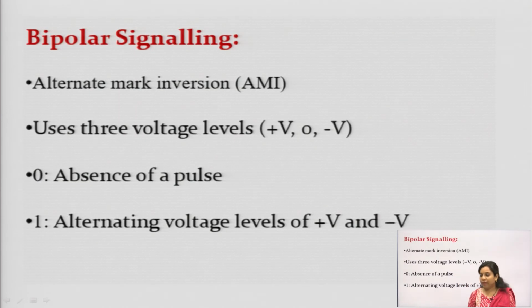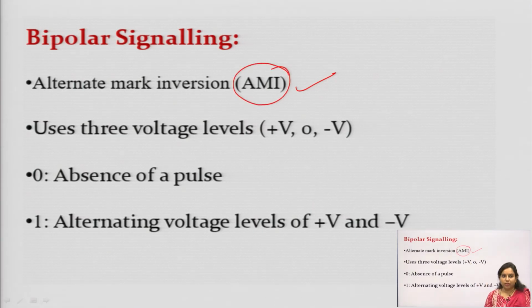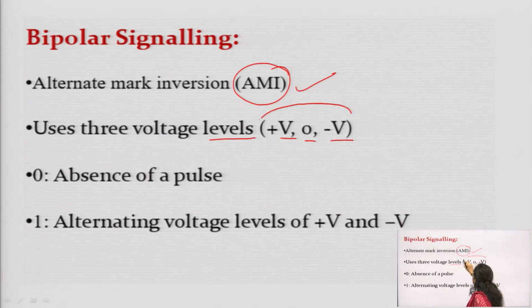Now, next is the bipolar signaling. Bipolar signaling is also known as alternate mark inversion. In the short form it is known as AMI. This is very important, AMI, mostly used alternate mark inversion. It uses 3 voltages, that is plus V, 0 and minus V. So, all the 3 voltages are used in this bipolar signaling.